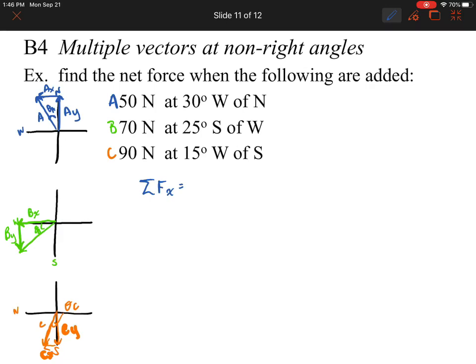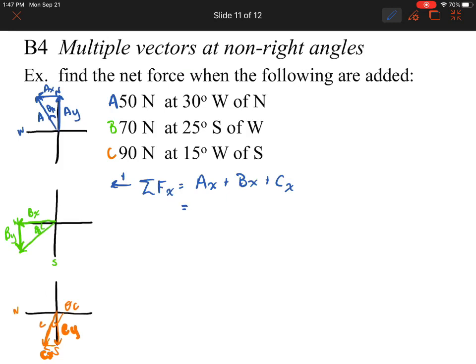So if I look at my x directions, I have west, west, and west. So I'm gonna go ahead and say west is positive, because why the heck not in that case? Because then we're just adding them all. So I'm gonna add A in the x direction plus B in the x direction plus C in the x direction. No subtracting here because nothing's going east.